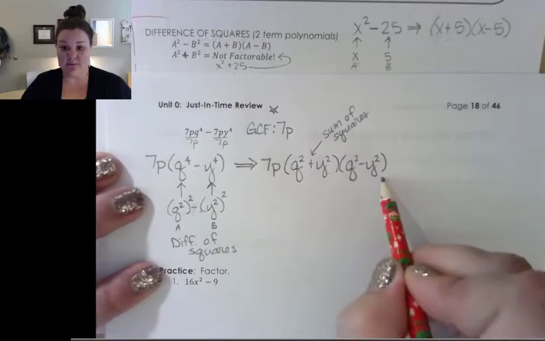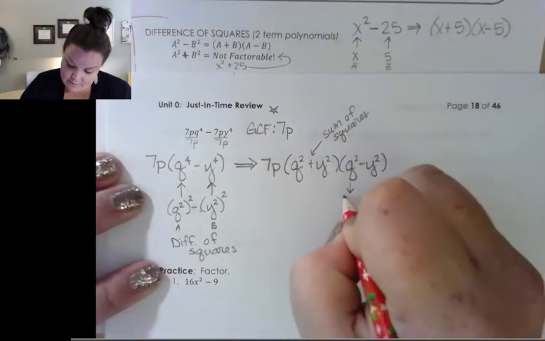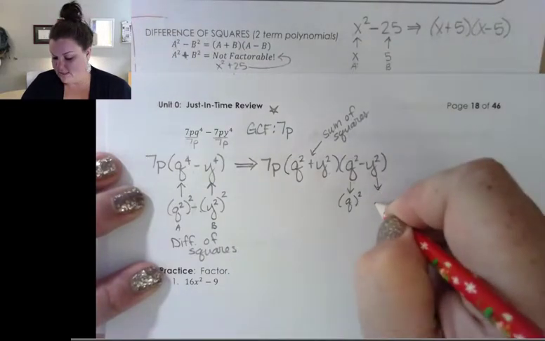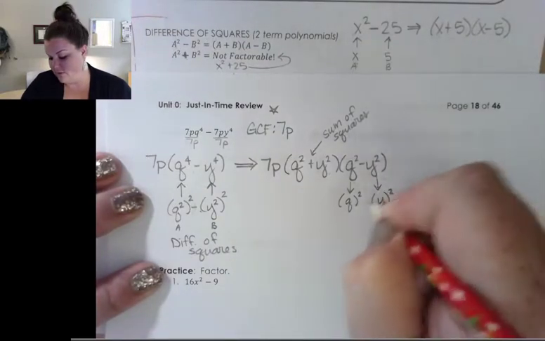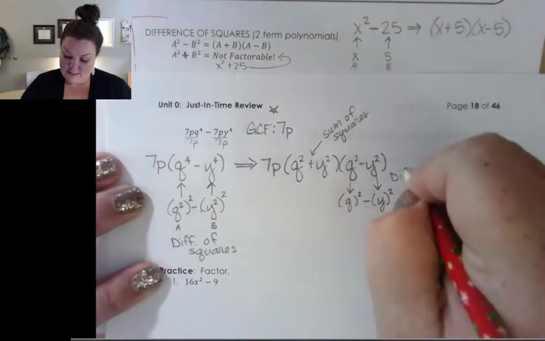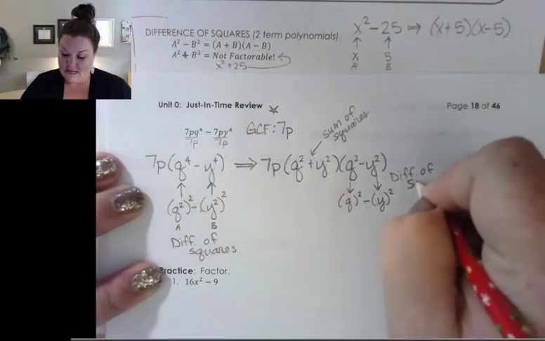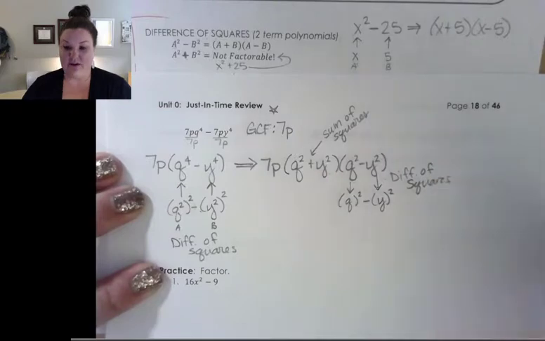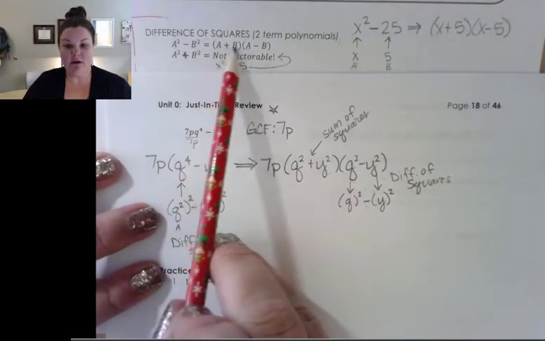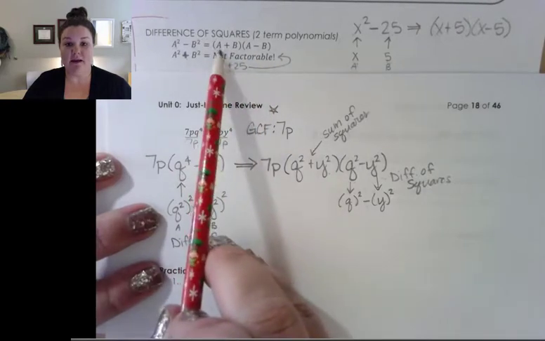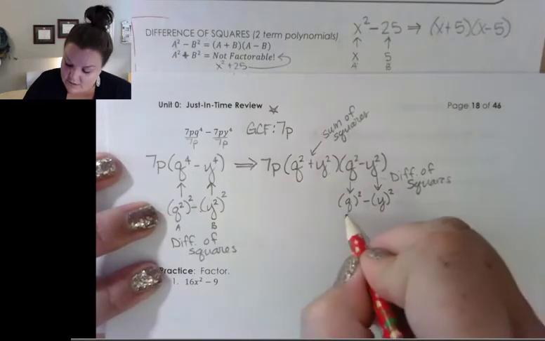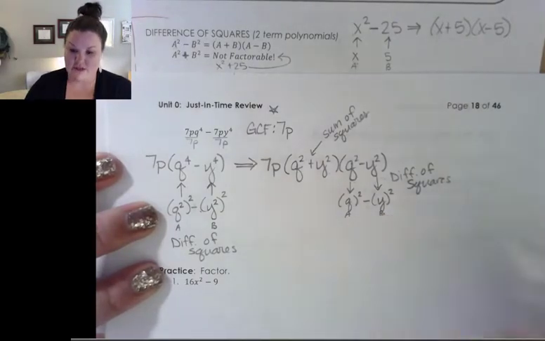This one also has perfect squares, right? My base here is a q that I would square, my base here is a y that I would have to square, and it has the subtraction. So this one is a difference of squares, and a difference of squares we can factor further. Again, using the same formula of first base plus second times first base minus second, now using these two new bases that I just wrote.